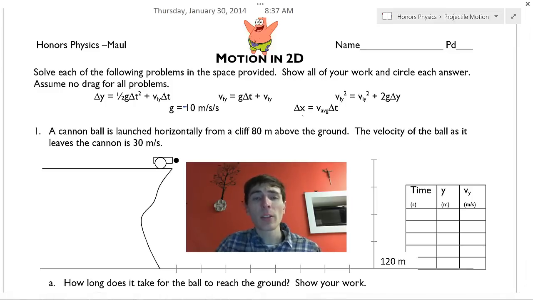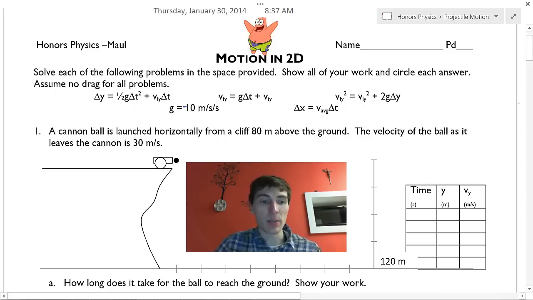What we have to do in this problem is recognize that a projectile has horizontal and vertical motion occurring simultaneously and independently. We're going to ignore drag in all of these problems. And the first one says we have a cannonball launched horizontally from a cliff 80 meters above the ground.